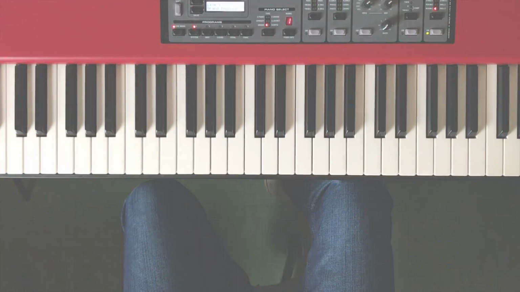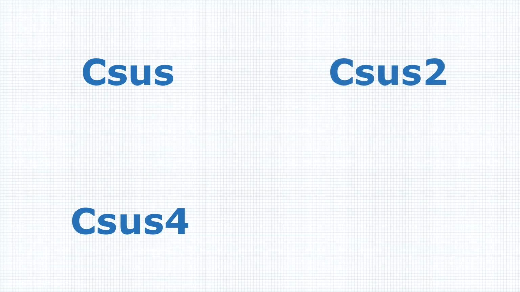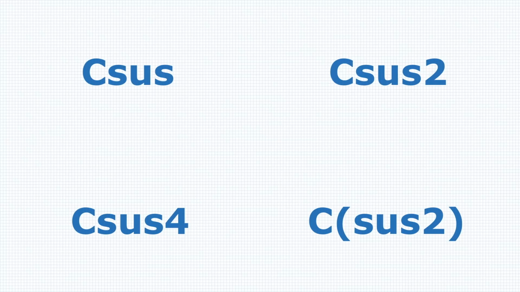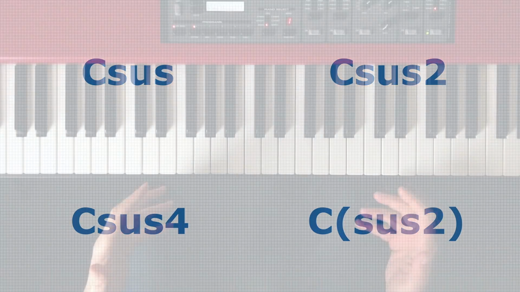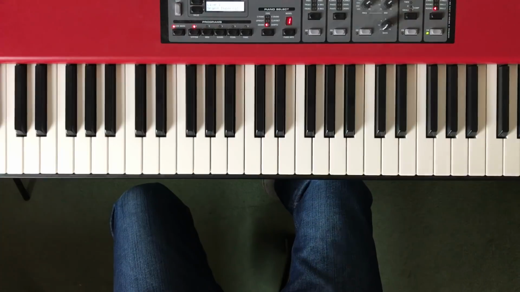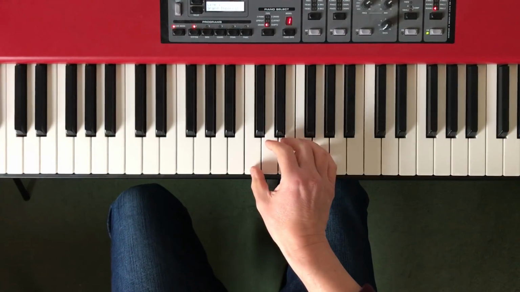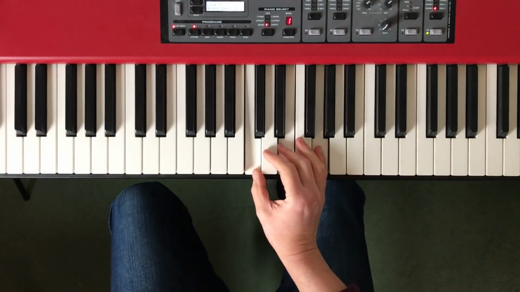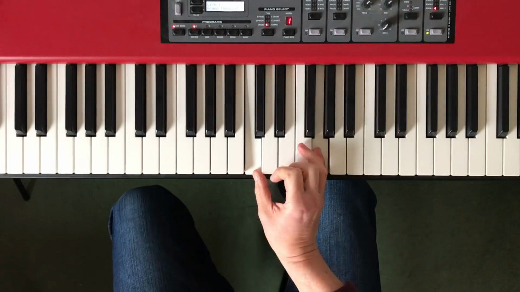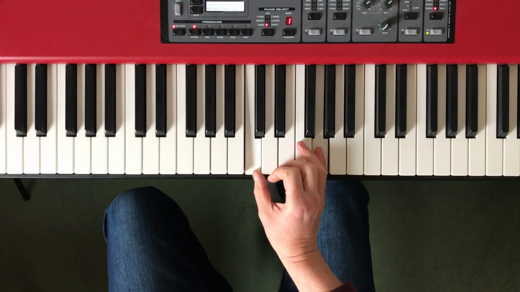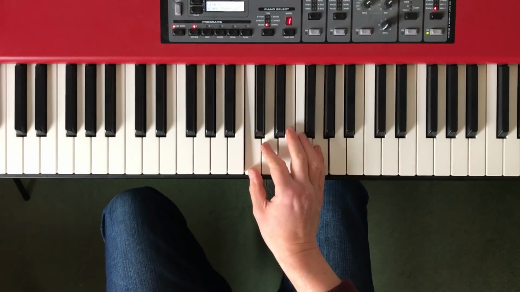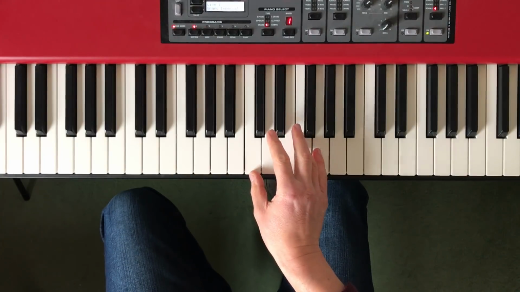Now if you see a chord symbol like this, C sus, or C sus4, or C sus2, whether or not you've got brackets, it doesn't make any difference, then you're dealing with a sus chord. Sus stands for suspended, and what it basically means, as you may know, is that you've got a basic major triad like C major, and instead of the third note of the root position chord, the E, you're playing the second note, the D, or the fourth note.